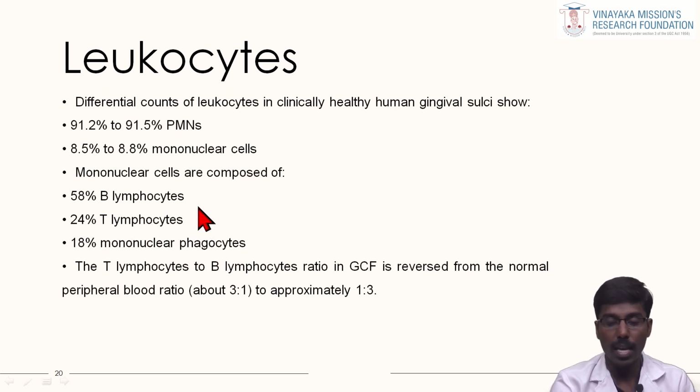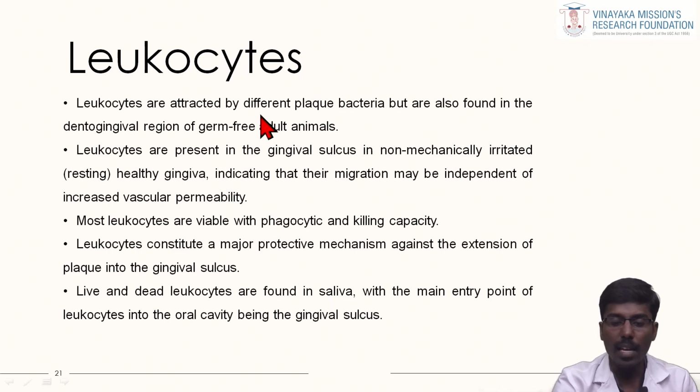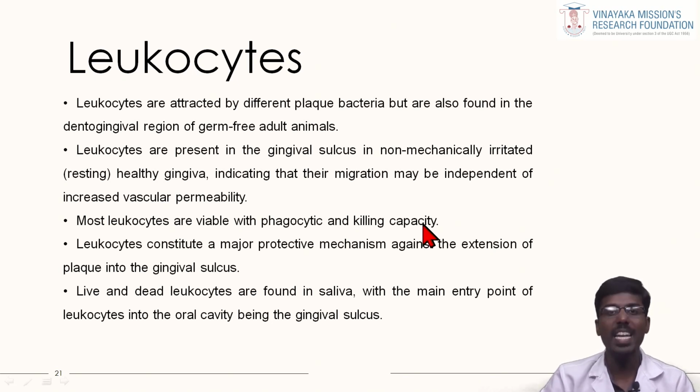This is typical because in the blood you can see there is a greater amount of T lymphocytes when compared to B lymphocytes, but in the case of the GCF, the T lymphocyte to B lymphocyte ratio is reversed from that of the blood. Now these leukocytes are attracted by different plaque bacteria but are also found in the dentogingival region of the germ-free adult. Most leukocytes are viable with phagocytic and killing capacity. We all know that phagocytosis is nothing but engulfing of the bacteria by the leukocyte. Also, there are live and dead leukocytes that can be found in the saliva, with the main entry point of the leukocyte into the oral cavity being the gingival sulcus.